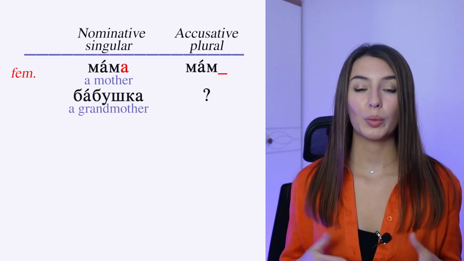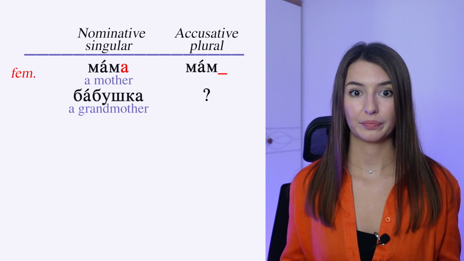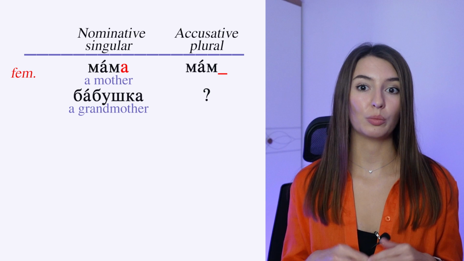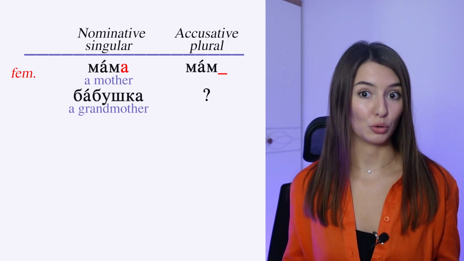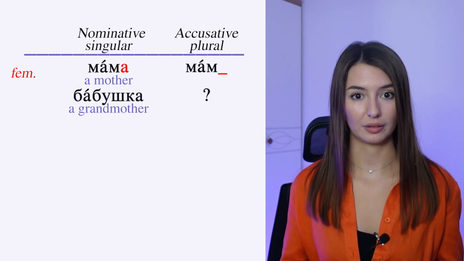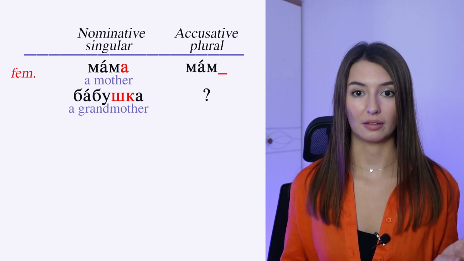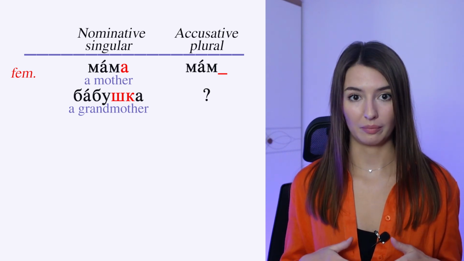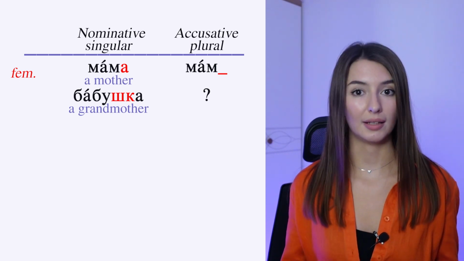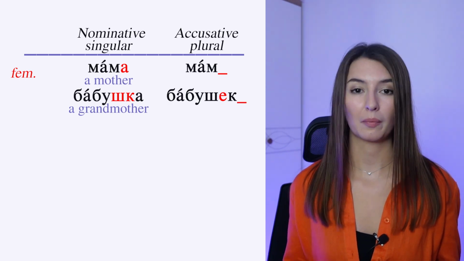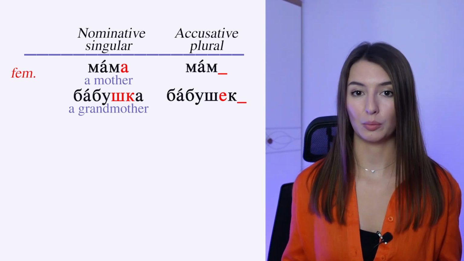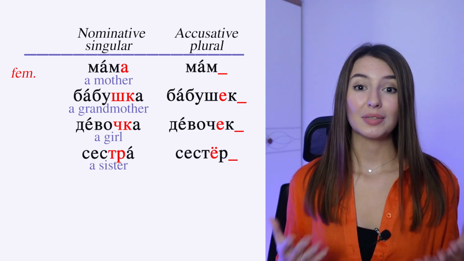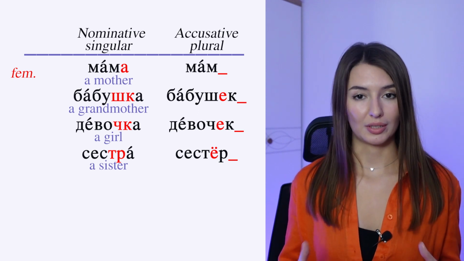So the first line here looks like it might be the easiest one, but it's not that simple. For example, we have the word бабушка. It ends with а, so according to the rule, we need to remove а, so it will be бабушк. But it's not correct. We have two consonants at the end, шк. We need to insert a vowel between them. In this case, it will be е. Бабушек. Бабушка, бабушек. Девочка, девочек.